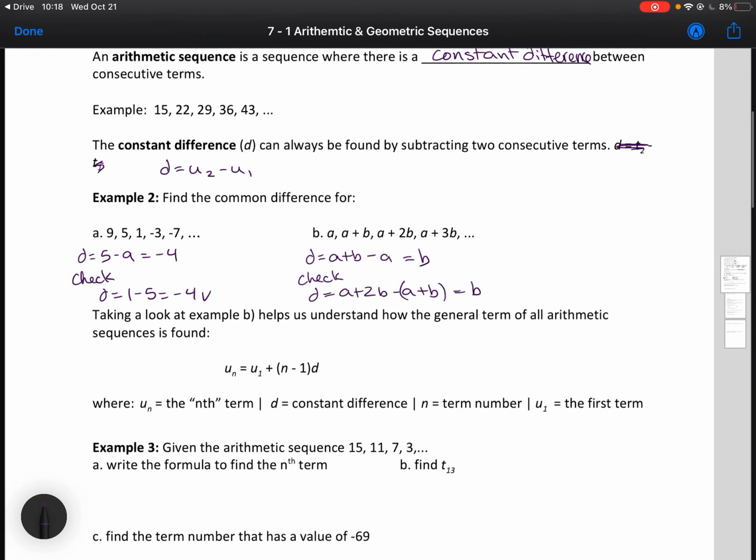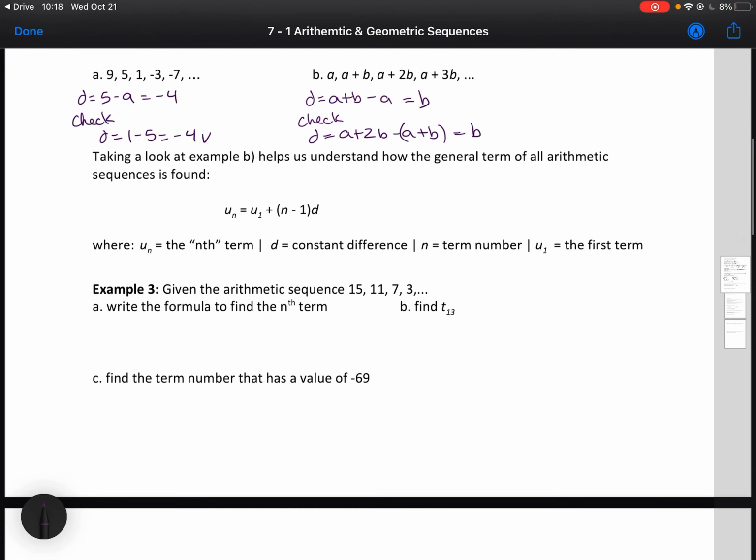You're subtracting both pieces of the term, which is also going to equal b. So this example is actually going to help us understand how the general term of arithmetic sequences is found. Un is equal to U1 plus (n minus 1) times d. Un is the nth term, d is the constant difference, n is the term number, and U1 is the first term. This formula is in your formula book.